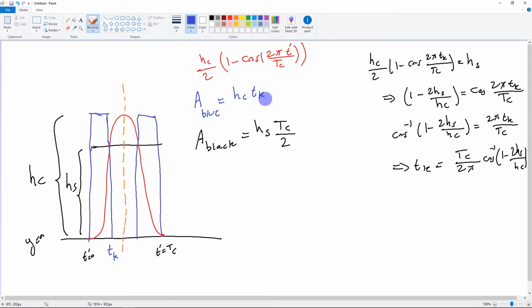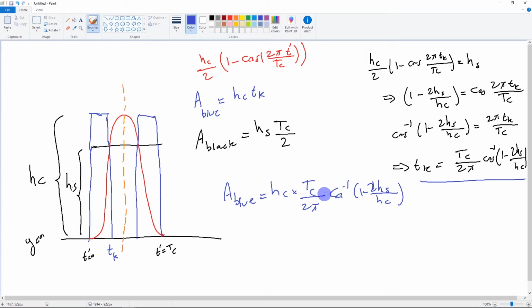Of course I can calculate tk from here, because I know that tk is at this region. So for this sine wave, the magnitude should be equal to hs when the time is tk. So I can put tk in that equation and set it equal to hs, and after some simplification, this is basically tk. So now if I put this into the area, the blue area would be hc multiplied by tc divided by 2 pi times cosine minus 1 minus 2 hs divided by hc.